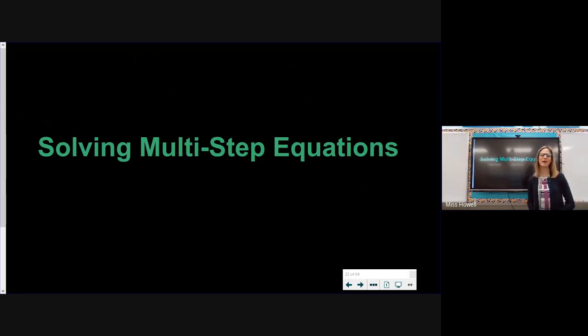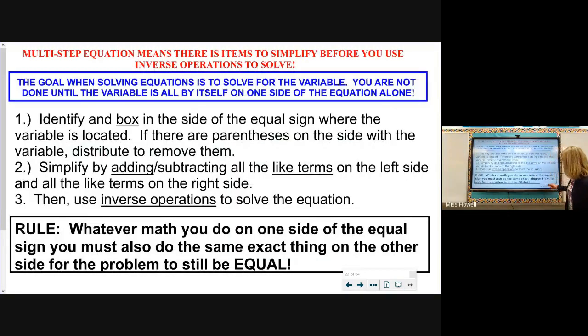So again, for today, our problems are going to be bigger and more complex than a one or two step. And the way that we get it back to either a one or two step problem is by distributing and combining like terms. So take a second, fill in your blanks on how we go about solving multi-step equations.